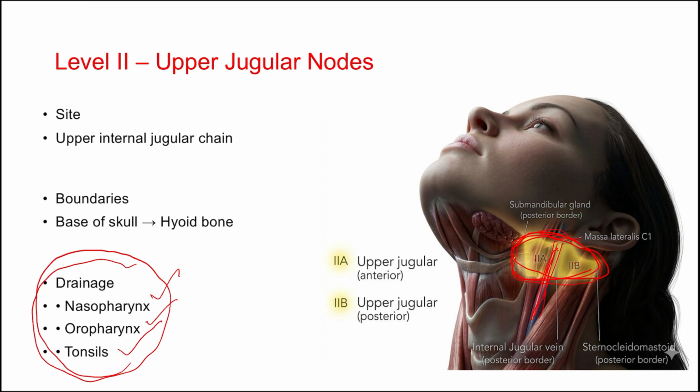This level has boundaries, and the superior boundary is made by the skull base, and the lower boundary of level 2 lymph nodes is formed by the hyoid bone.